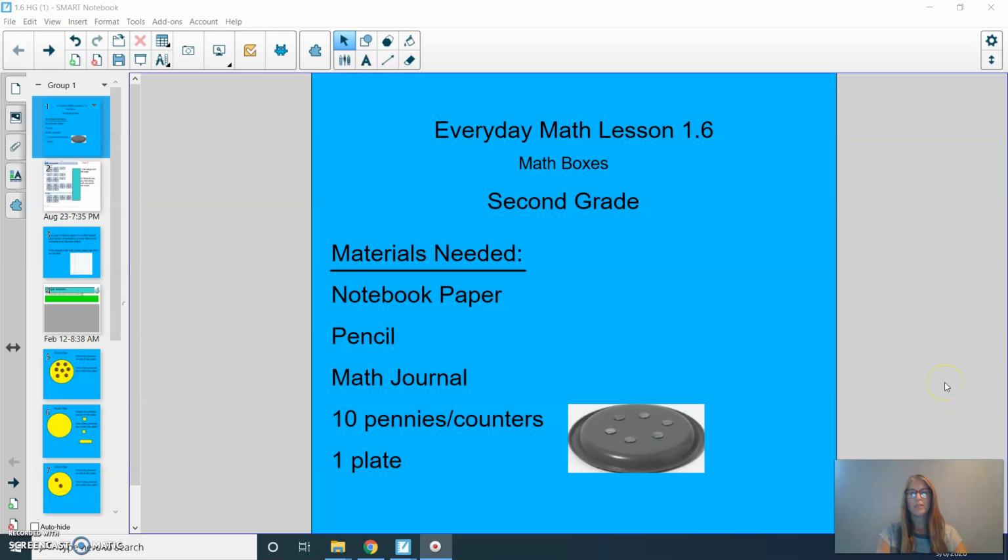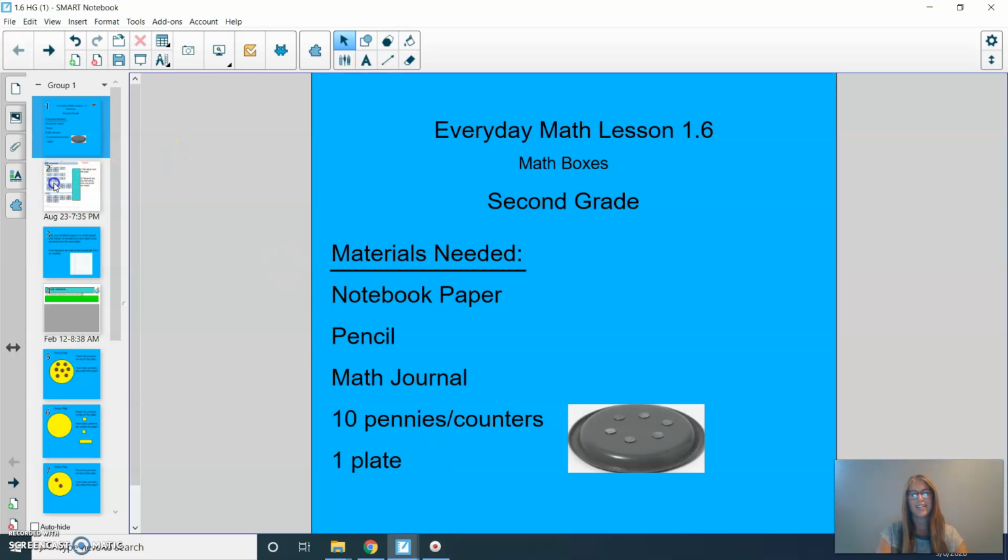Hi boys and girls, welcome to Everyday Math Lesson 1.6. This one's introducing math boxes. The materials that you'll need: notebook paper, your pencil, math journal, either 10 pennies or 10 counters, and 1 plate.